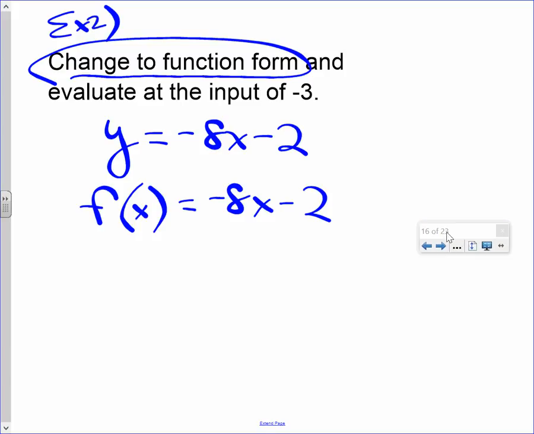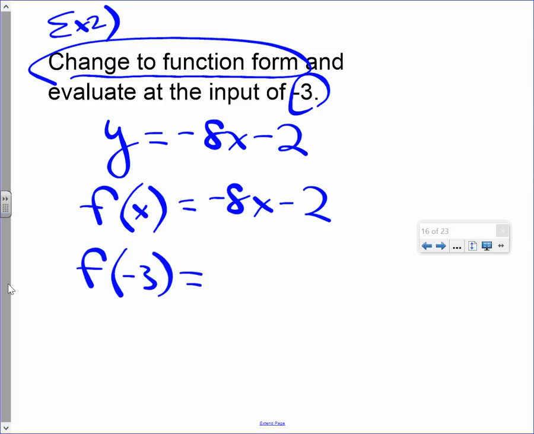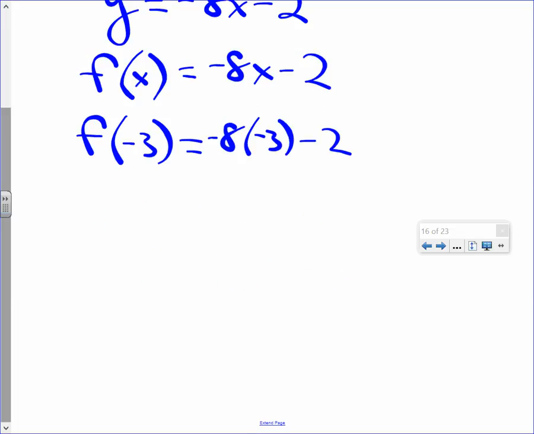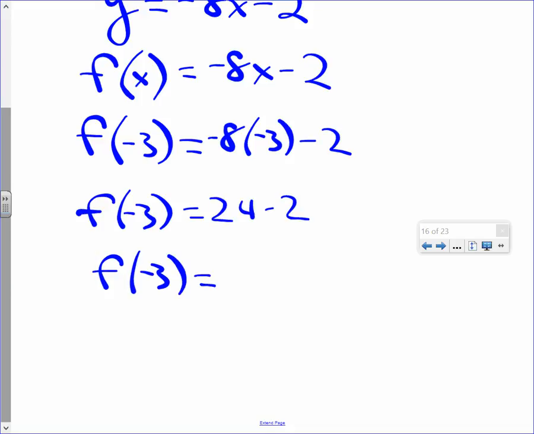So the input now is not -8, it's -3. Let's go ahead and replace the inputs now. The function at -3, that's like the cow or the pig that we just saw, going into the machine. -8 times -3 minus 2. Rocha, should we multiply or subtract first? Awesome. The function then at -3 is positive 24 minus 2. The function at -3 then is 22.